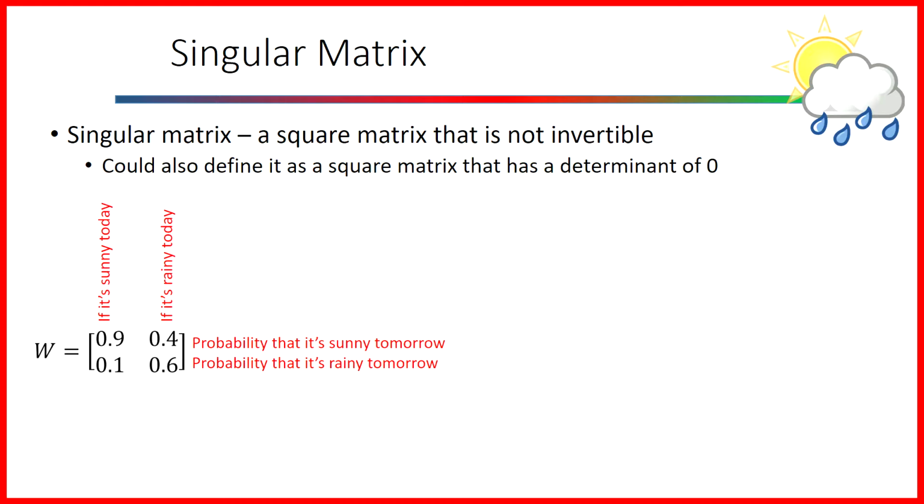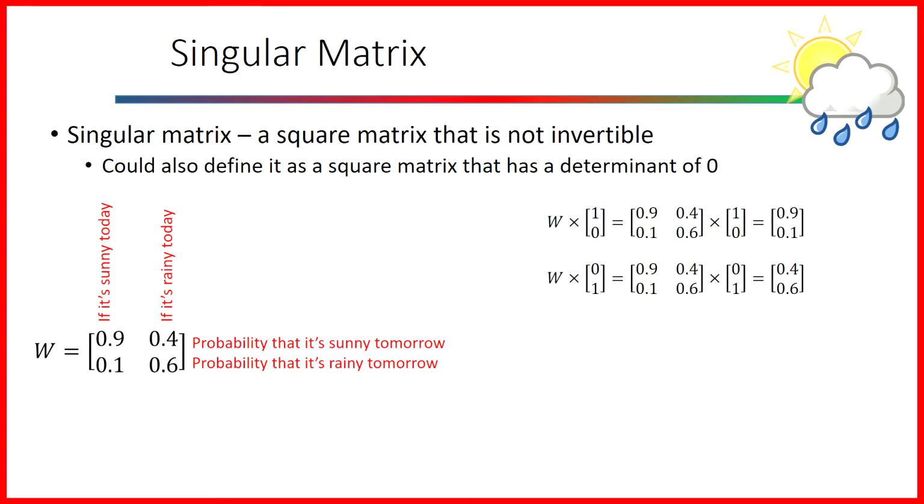Let's look at how we would actually make use of W to predict the future weather. Let's say that today it is sunny. If we know it is sunny today, we can write a vector for today's weather that has a 1, then a 0. The 1 tells us there is a 100% chance that it's sunny today and a 0% chance it's rainy. If we multiply W times this vector, we get the vector 0.9, 0.1, which tells us there's a 90% chance it will be sunny tomorrow and a 10% chance it will rain. Similarly, if it is raining today, we should use the vector 0, 1 and multiply W times 0, 1 to find that there is a 40% chance of sun tomorrow and a 60% chance of rain.